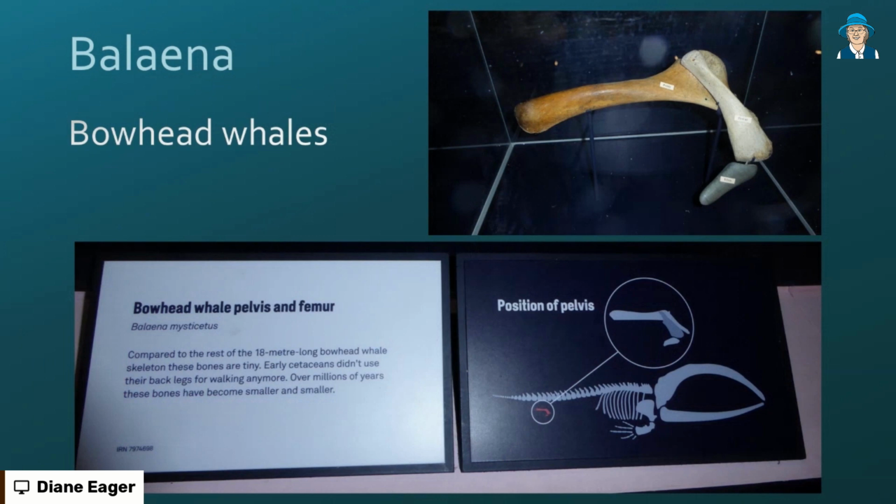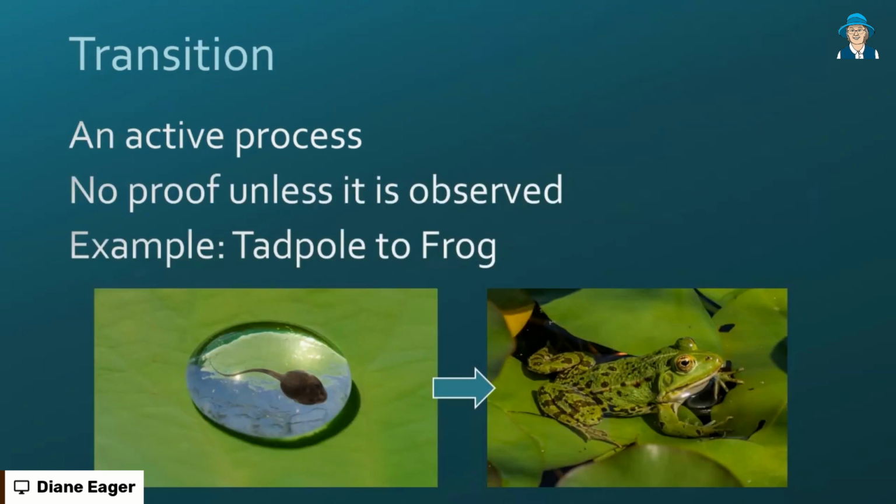But I want to go back to this whole idea of transition, because transition is an active process. So you are never going to see it in the fossil record, even if you have different creatures in different layers, and you can line them up in a sort of succession from a full leg to what looks like the remains of a leg. No one has actually seen that happen. Now, what I mean by transition is it is an active process, and there's no proof unless it's observed.